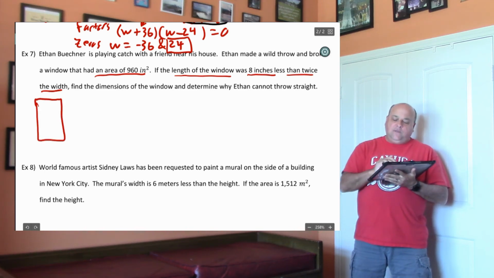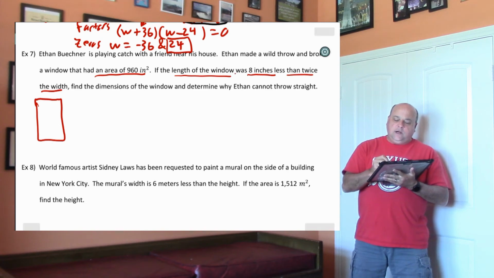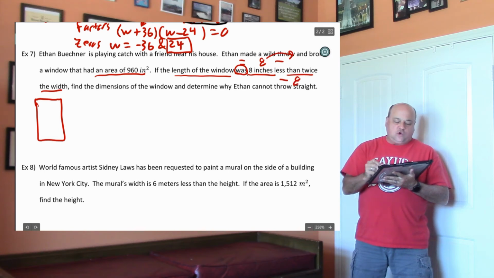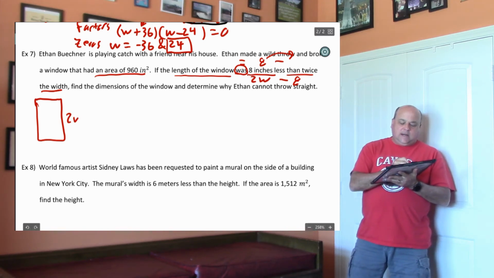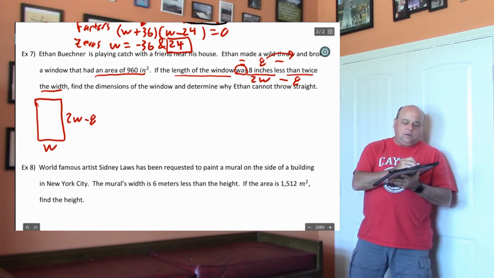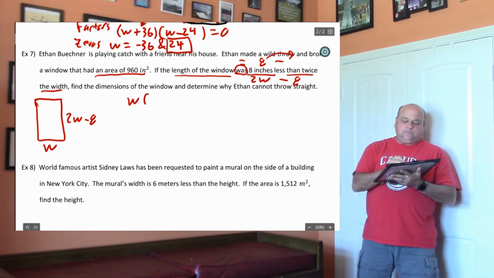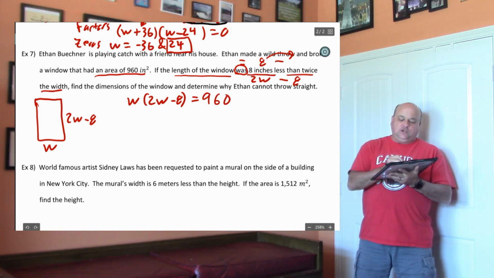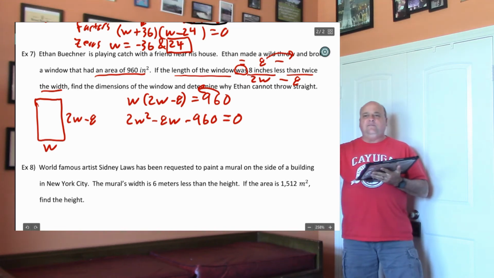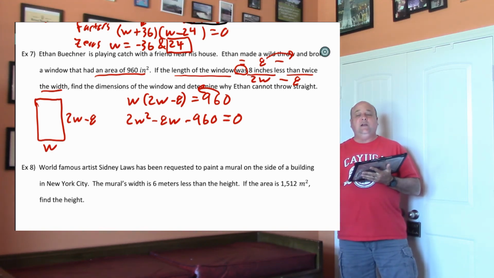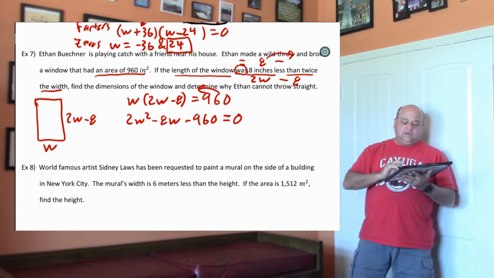Here's the window. The length of the window was or is 8 less than, and you got to flip, so twice the width. Okay, so the length is 2w minus 8, and here's our width, okay? So if I multiply those, I get 960. So I'm going to distribute the w, 2w squared minus 8w, move the 960 over, equals 0. You need to get the factors of that, okay? Or you could graph it and trace, either way. So you need to solve that on your own.